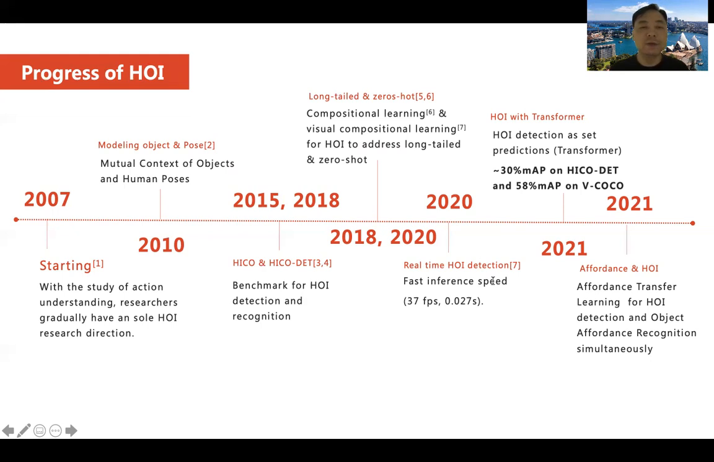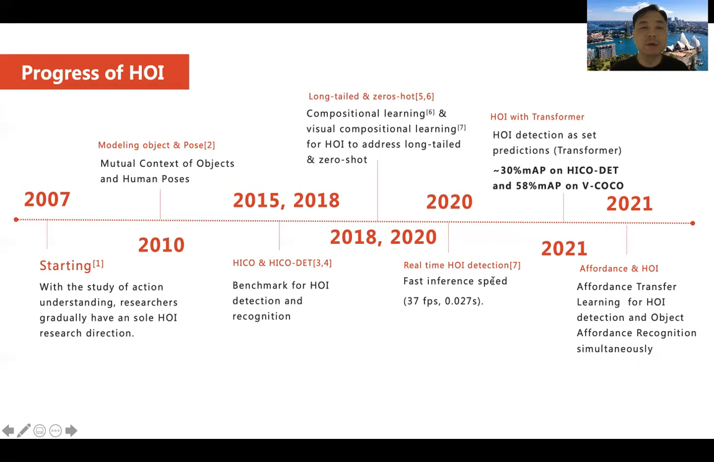In CVPR 2020, Liao and his colleagues proposed a single-stage human-object interaction detection method with real-time inference based on point detection methods. Specifically, a point matching branch is proposed to match human and object points. This real-time HOI method facilitates the application in industry.